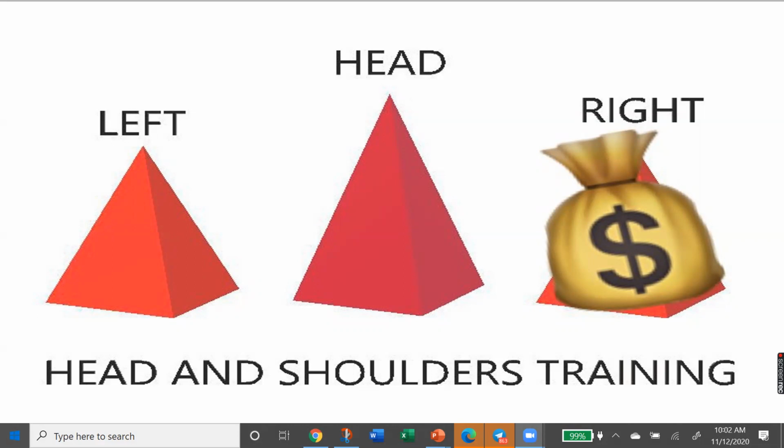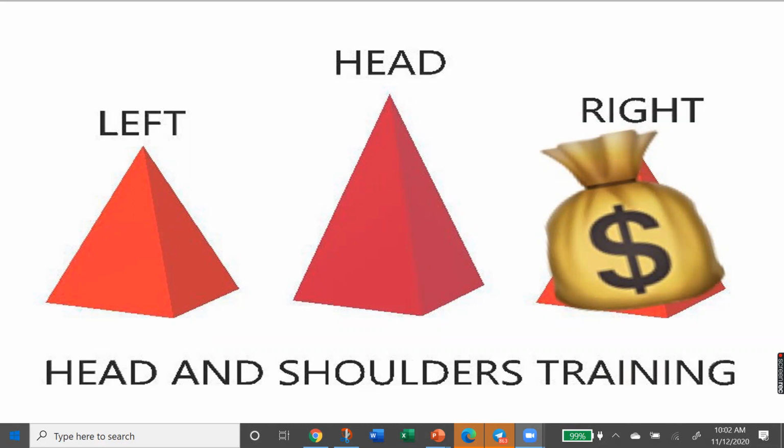With that being said, today's topic is going to be how to trade with the head and shoulder pattern. This is one of my favorite strategies. It took me a while to really understand how to train my eye and look at how these patterns can really make you a profitable trader.